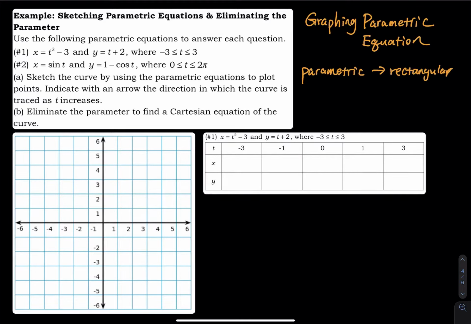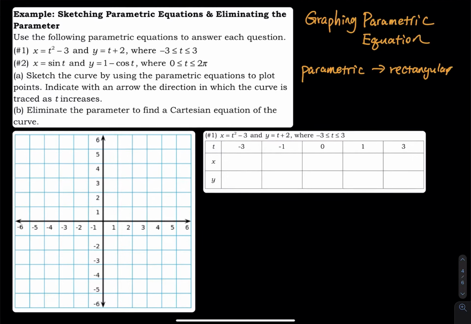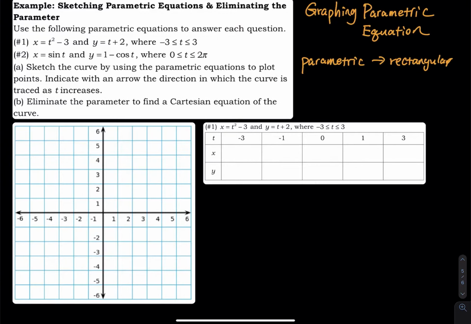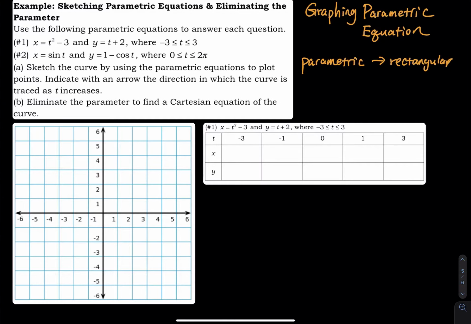This problem has two parametric equations. I want to graph them using table values. After that, I want to convert the parametric equations to rectangular equations. So let's go. Number one, we have x equals t squared minus 3, y equals t plus 2, where t is between those two values.